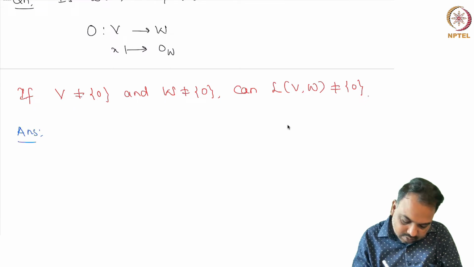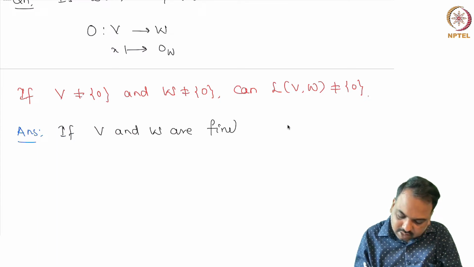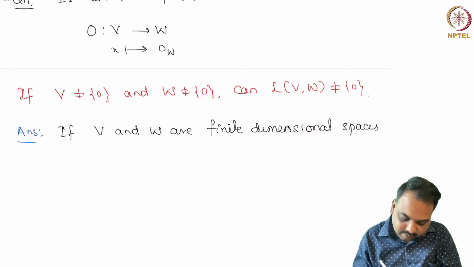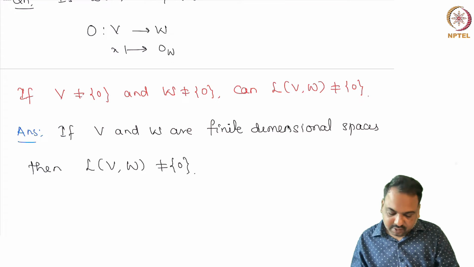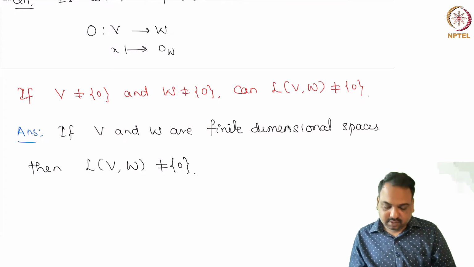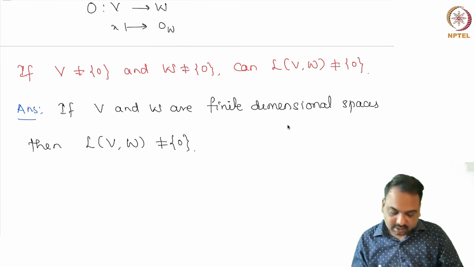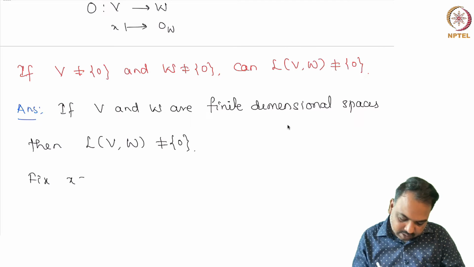Answer: if V and W are finite dimensional spaces, then we can say that L(V,W) is non-zero. When V and W are finite dimensional, since V is non-zero, we can fix a vector x in V and y in W.